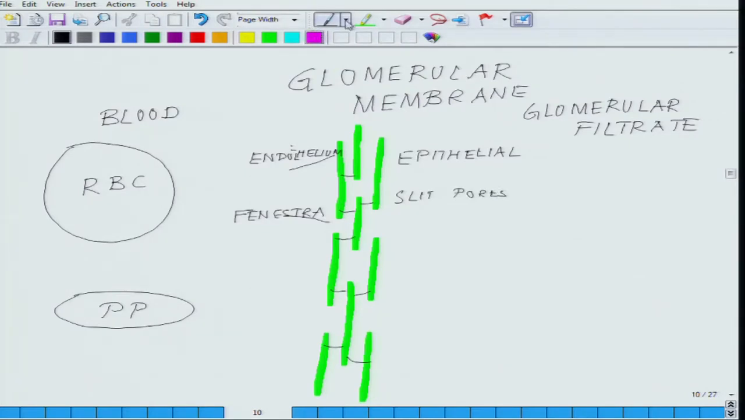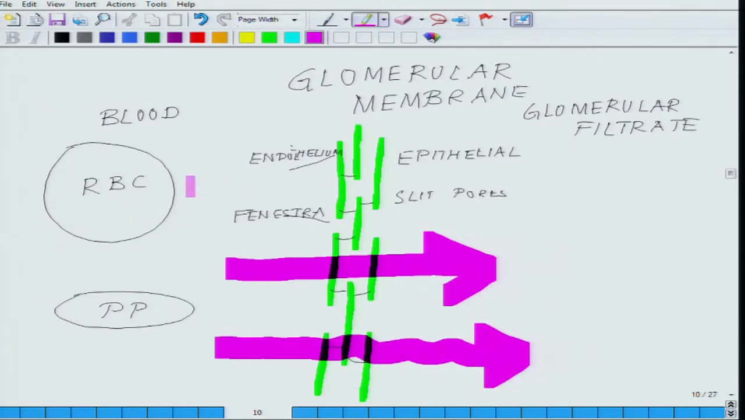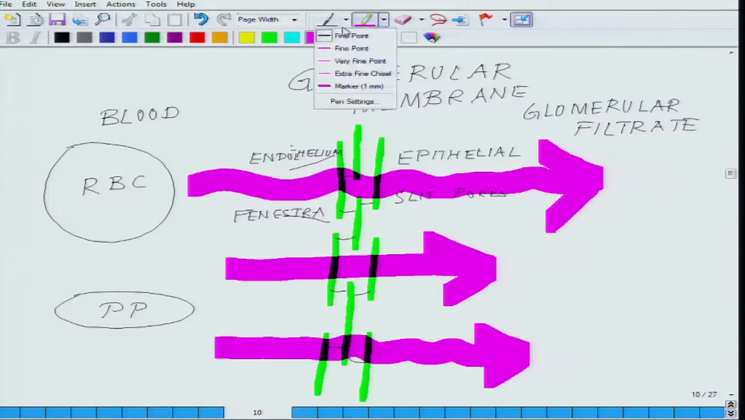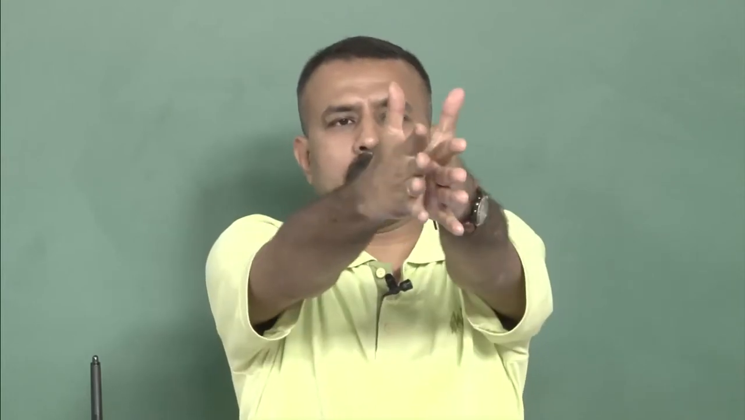And essentially, these fluids are moving like this through this, maybe in an energy dependent manner, maybe in an energy independent manner. So this is how the fluids move from the blood vessel to the glomerular membrane. Essentially you put a physical mesh around, and through the mesh things are moving.